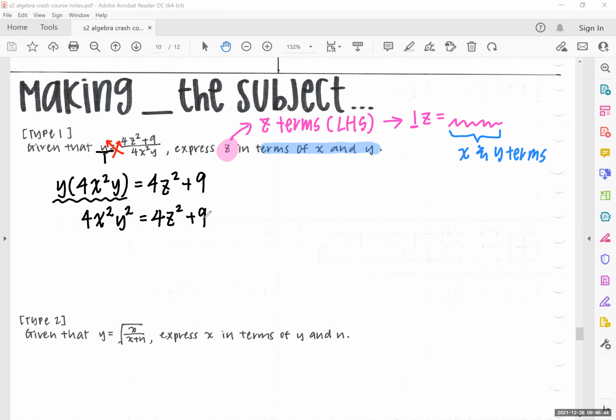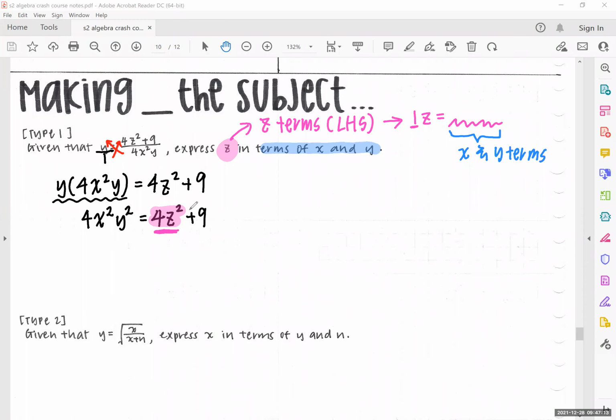So guys, right now I want you all to take the same highlighter that you used to highlight Z. Tell me, this is one term here, right? Is there any Z here? No. Now, this is another term. Is there any Z? Yes, let's highlight. Now, what about this 9? Is there any Z? No. So that means this term needs to be isolated from the rest.